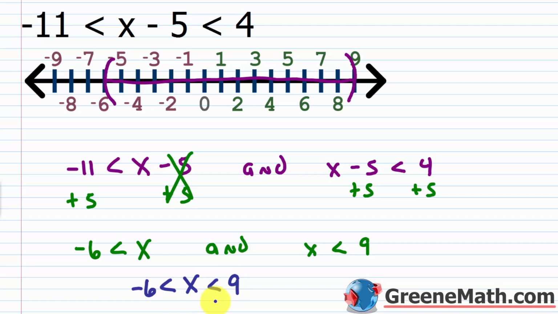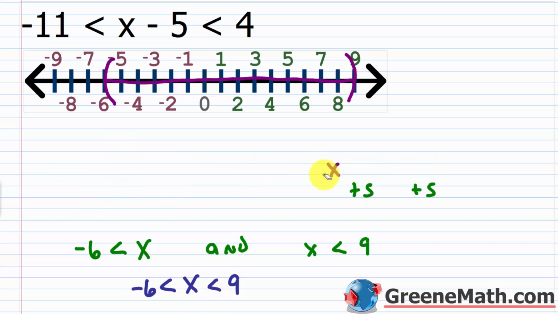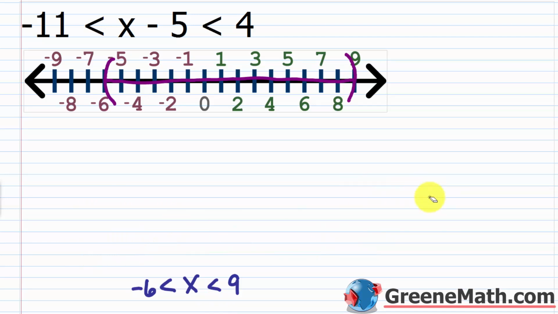If you want to, besides graphing this guy, you can, of course, write it in interval notation. And so I can say that my solution here, I'd put a -6 next to a parenthesis because the -6 is not included, comma, I'd put a 9, and again, a parenthesis next to 9 because it's not included. So this is kind of two different ways to notate this, and then you have a way to graph it, right? So that's kind of the solution for this 3-part inequality.